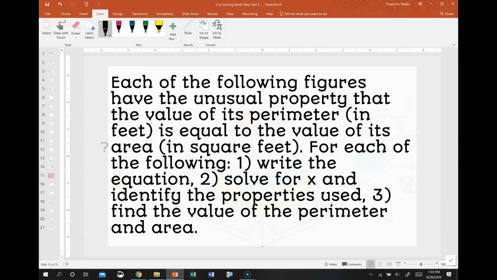Alright. So each of the following figures have an unusual property that the value of its perimeter, remember perimeter just means outside, in feet is equal to the value of area in square feet.